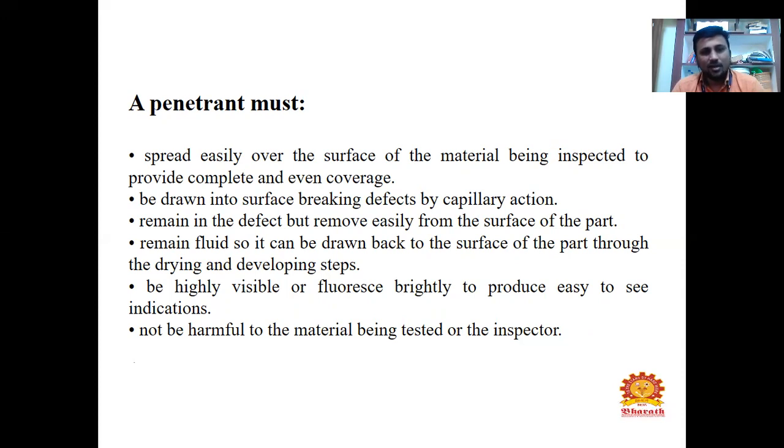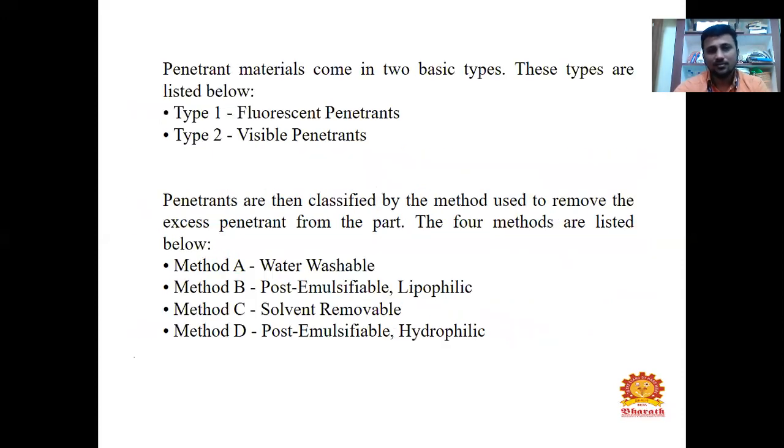Then the next point: it must remain fluid, so it can be drawn back to the surface of the part through the dwelling and developing steps. It must be highly visible or fluoresce brightly to produce easy-to-see indications, and not be harmful to the material being tested or inspected. Okay, these are the major qualities of the penetrant.